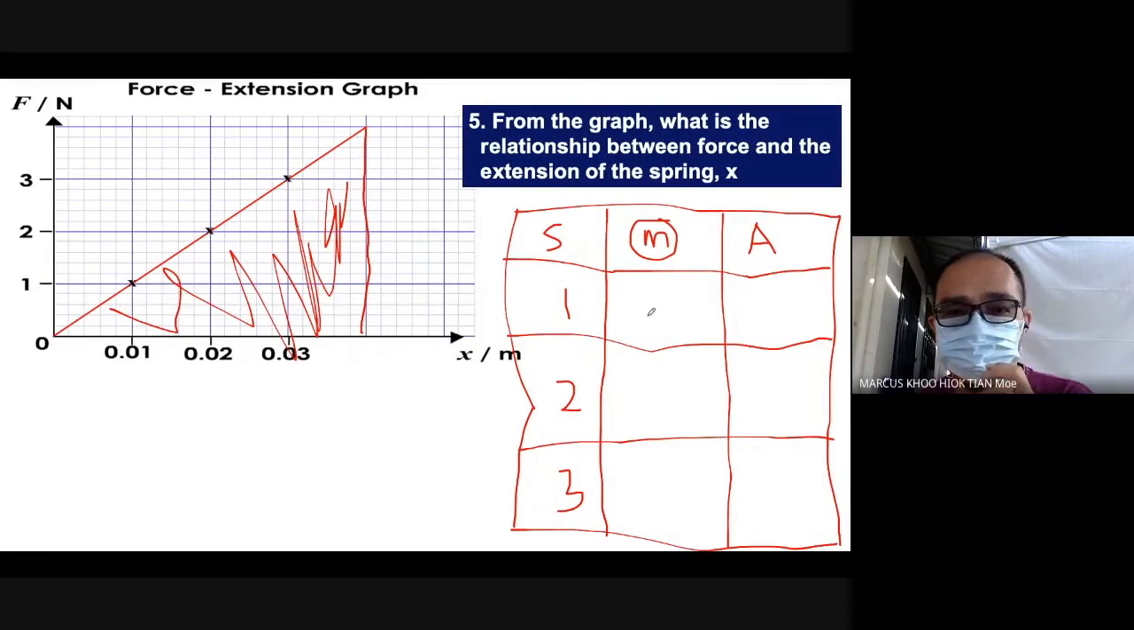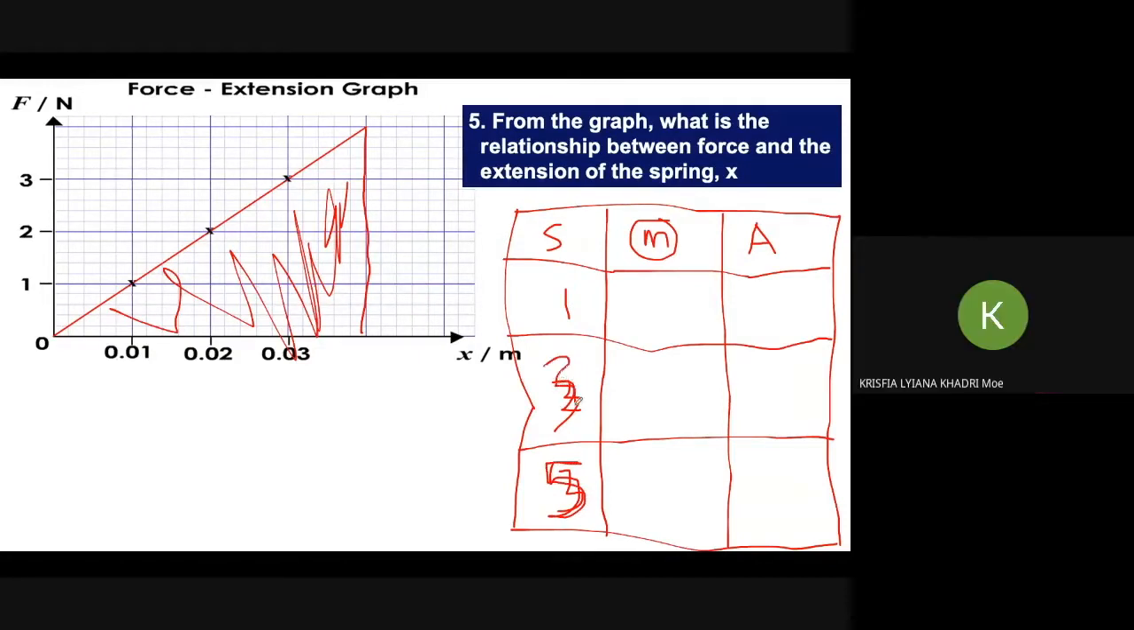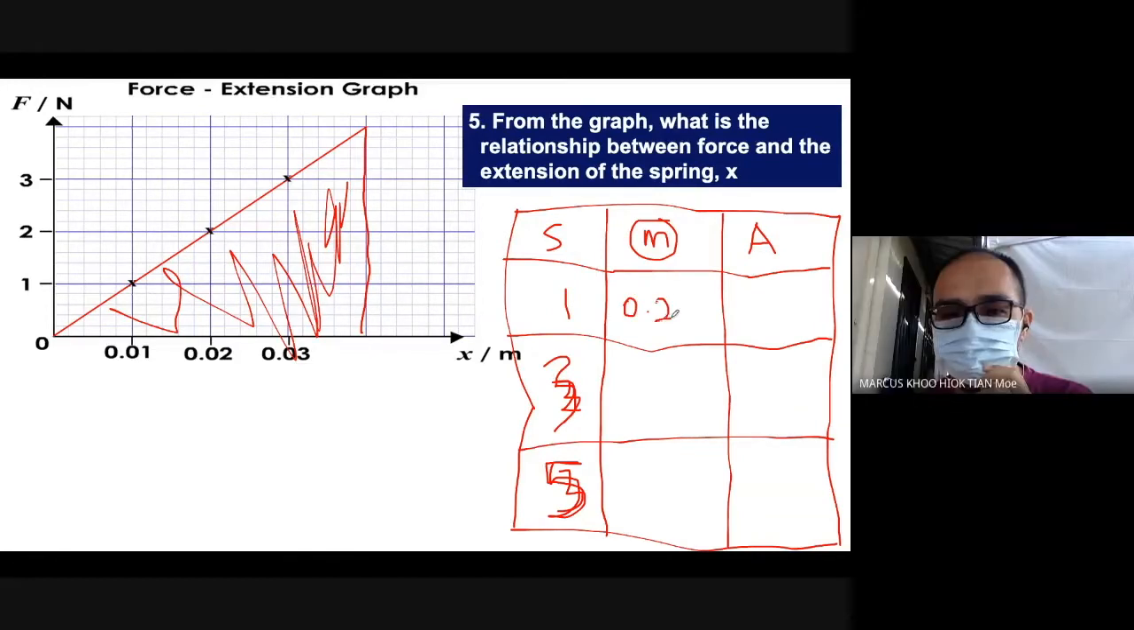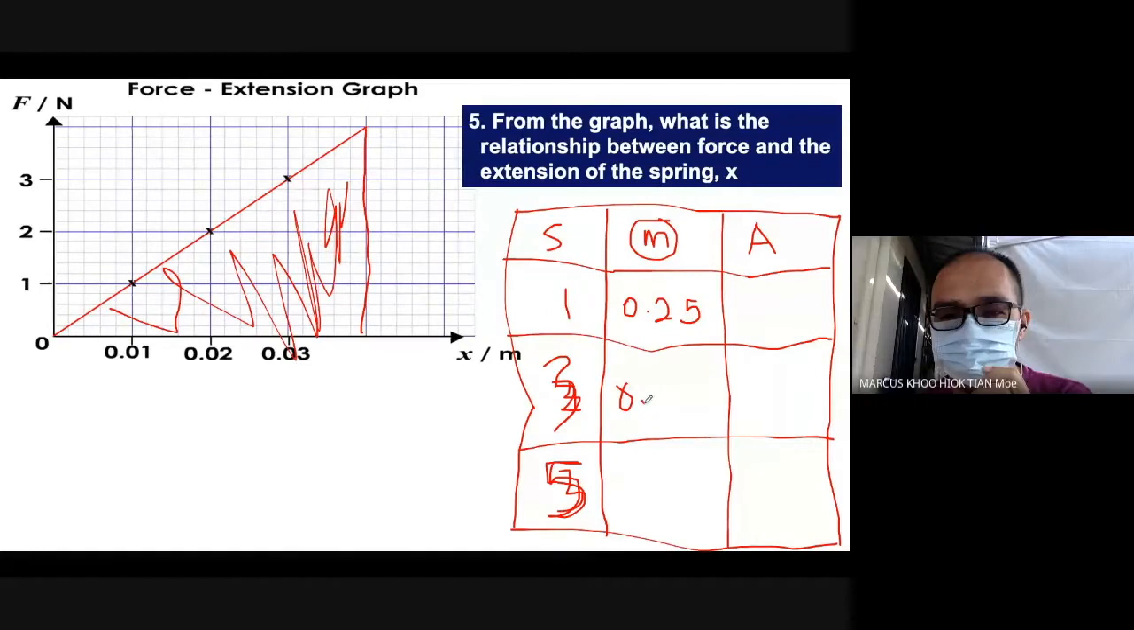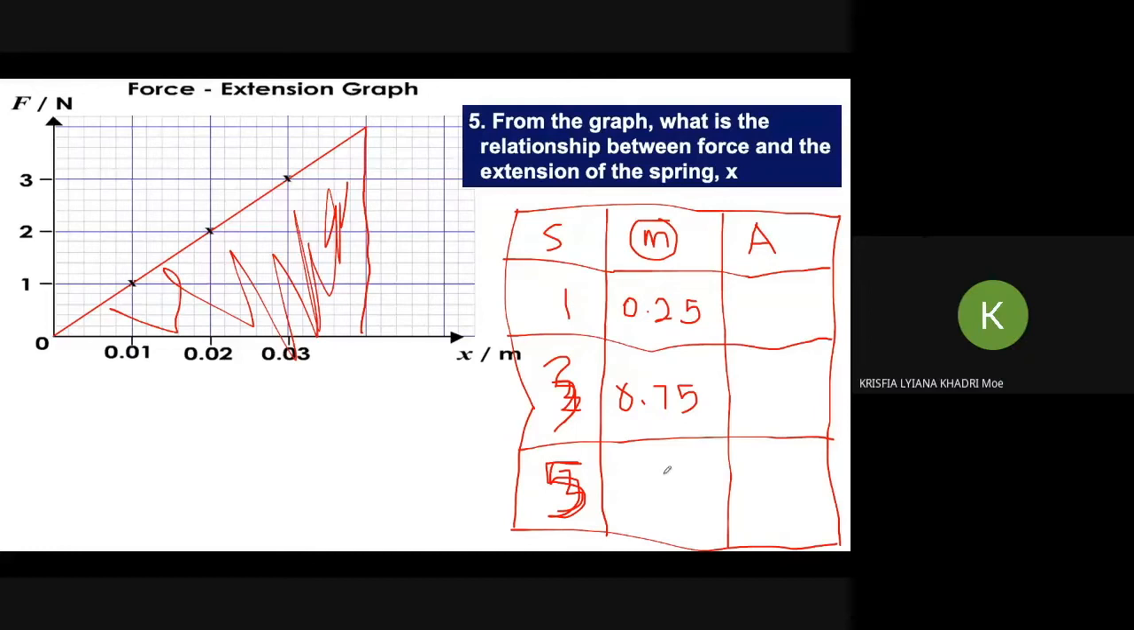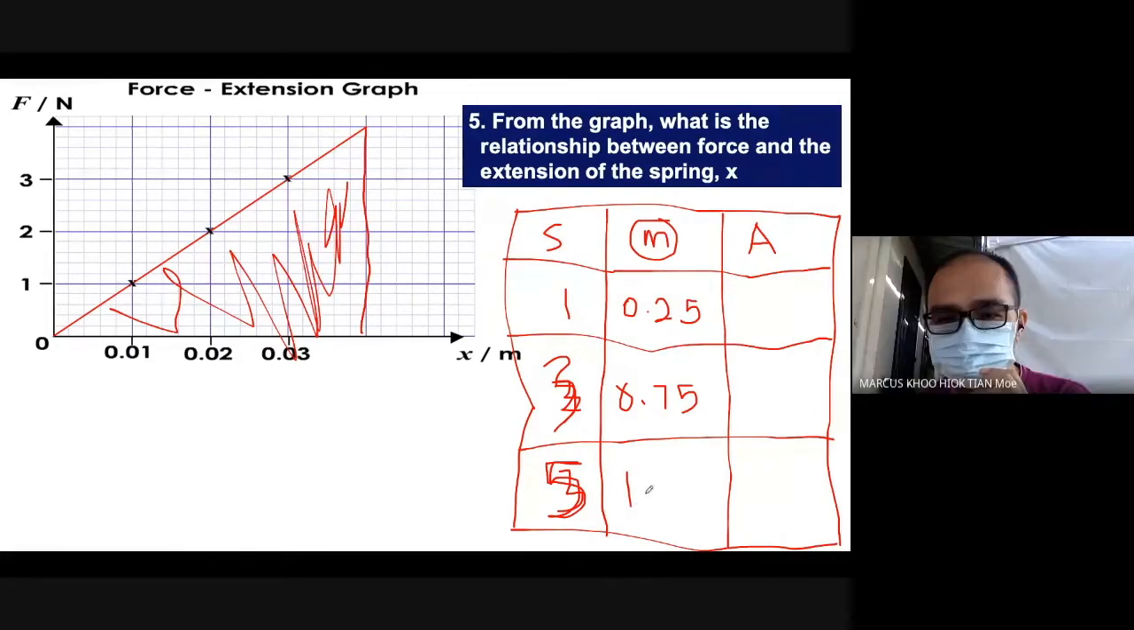Stiffness 1, stiffness 3, and stiffness 5. Okay, stiffness 1, please. 0.25. Okay, 0.25. What about the third one? 0.75. Okay, 7.5. And the stiffness number 5? 1.28. 1.28. Is anybody's answer different?